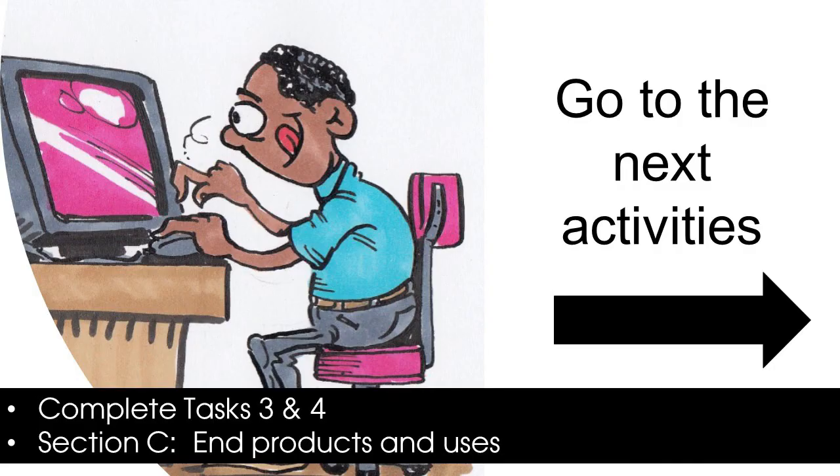We have reached the end of section B. Before you continue to the next section, complete tasks 3 and 4 in your workbooks. You will find the answers to the questions by reading through section B in your participant handbook. After completing tasks 3 and 4, you may continue to section C, which is all about the end products of mohair and wool processes and their uses.